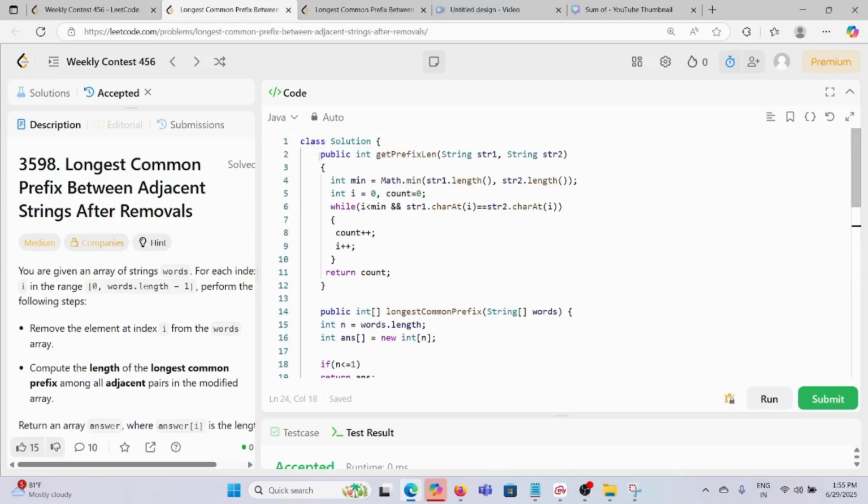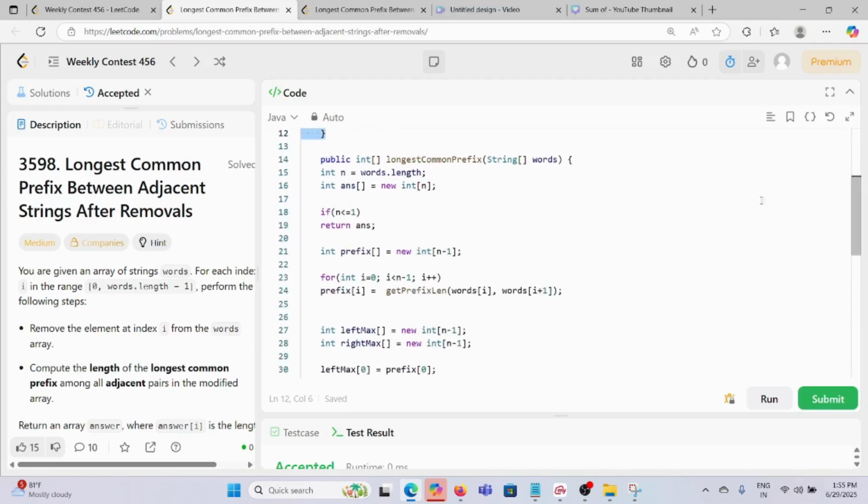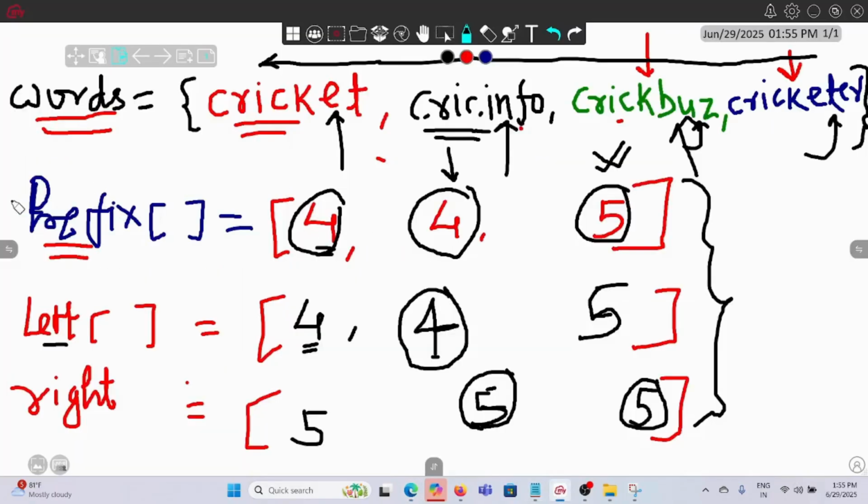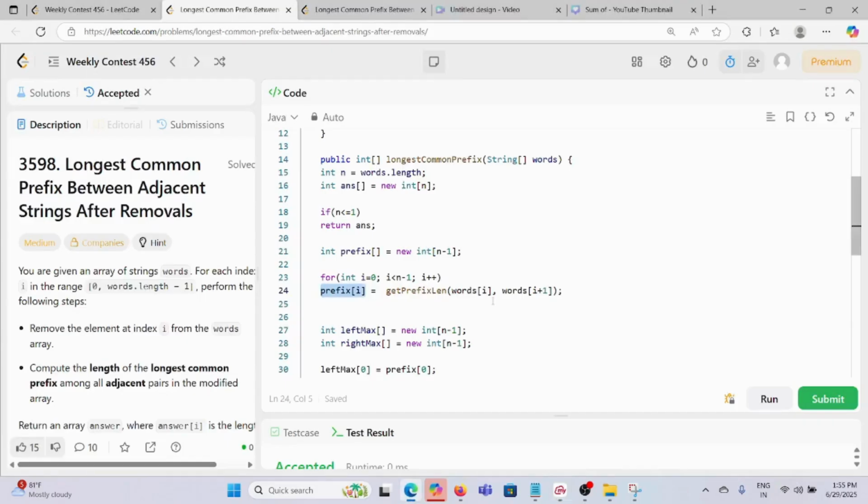This method will give us the common prefix length. So we found, for this ith location, the common prefix, and we are putting that length into prefix array I. Similarly, we did this for the very first prefix array. In this way, once we are done with the prefix array till n-1, we would have this prefix array of the adjacent things.